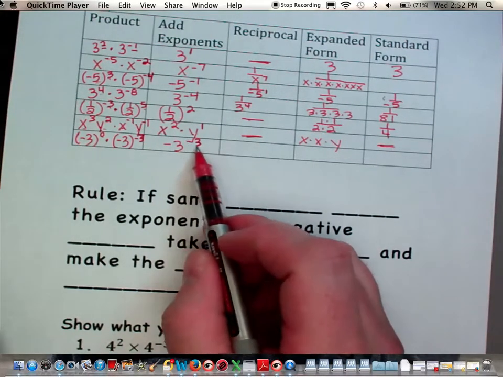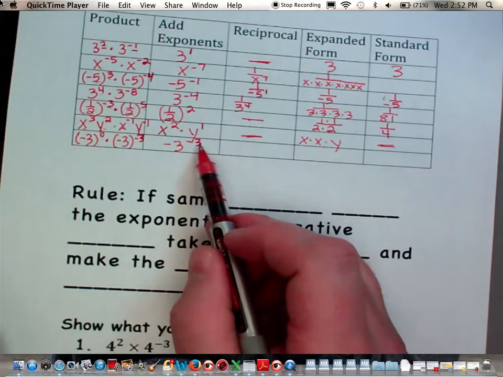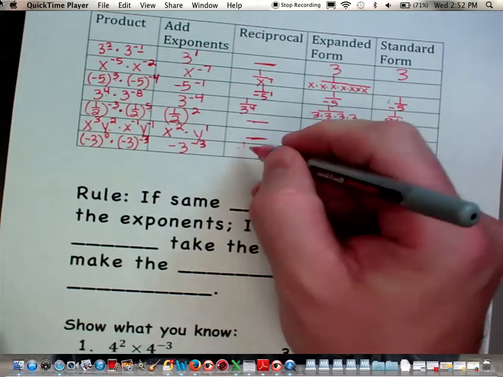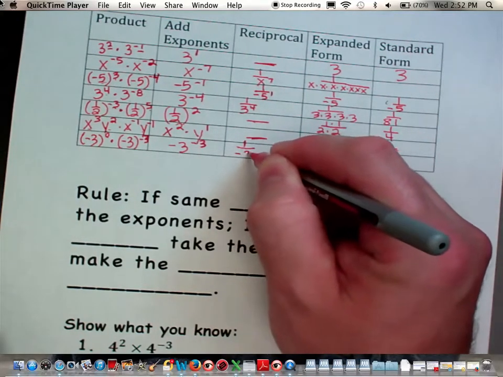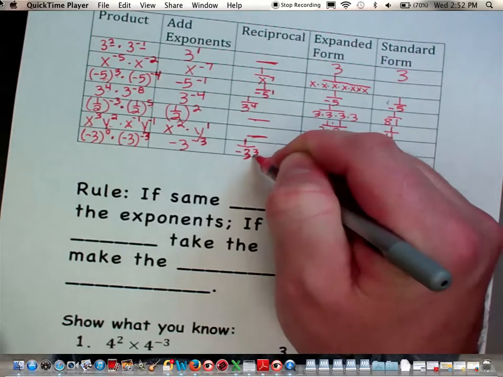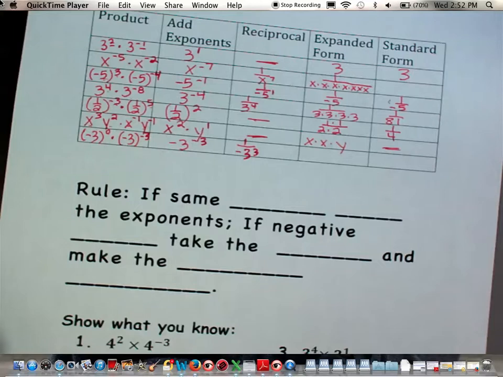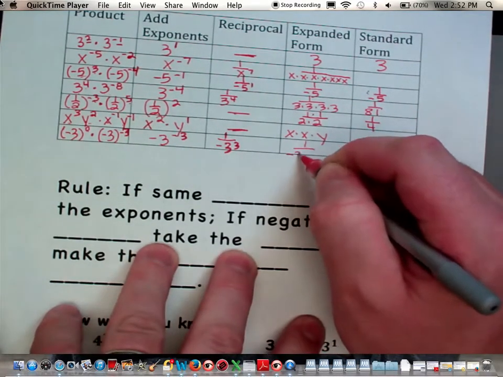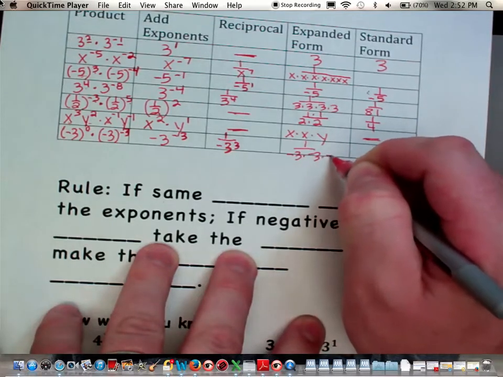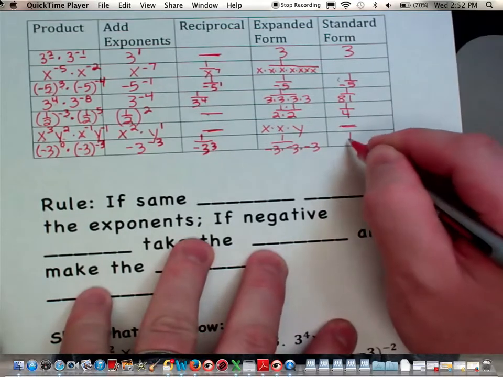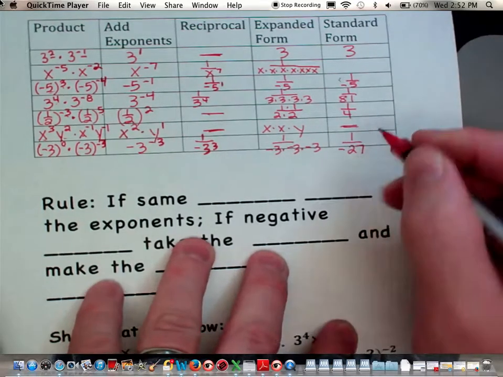Since I have a negative exponent, since I have a negative 3 in my exponent, I need to take the reciprocal. So the reciprocal of negative 3 is 1 over negative 3. I flip it upside down. The negative becomes positive now, so my exponent is now 3. I can now expand that out by doing 1 over negative 3 times negative 3 times negative 3. And that's going to give me 1 over negative 27 in standard form.